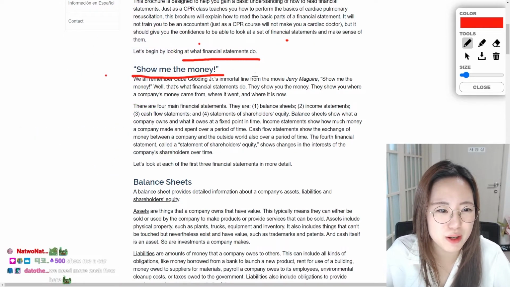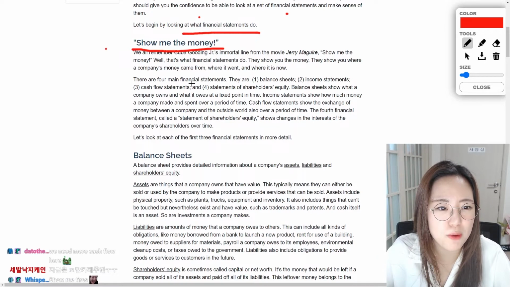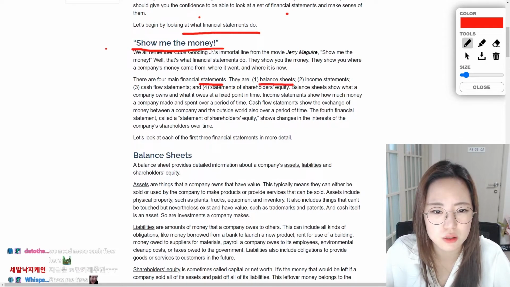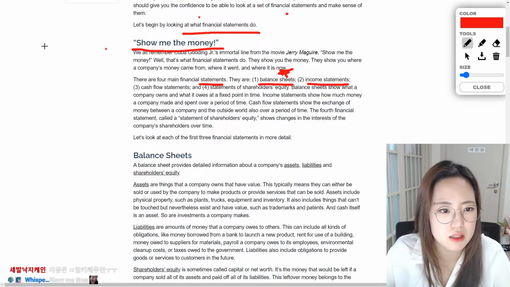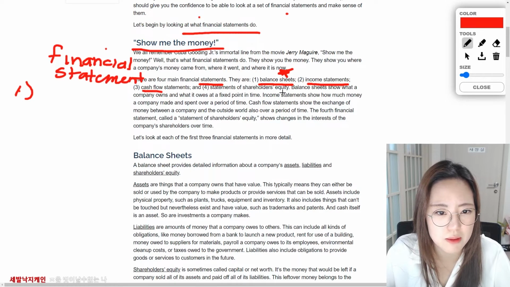We all remember Cuba Gooding Jr.'s immortal line from the movie. Oh, I don't know that one. So there are 4 main financial statements, guys. Balance sheet, so probably that's where we're starting. Income statement. So financial statements include the balance sheet, income statement, cash flow statement, and statement of shareholder equity.